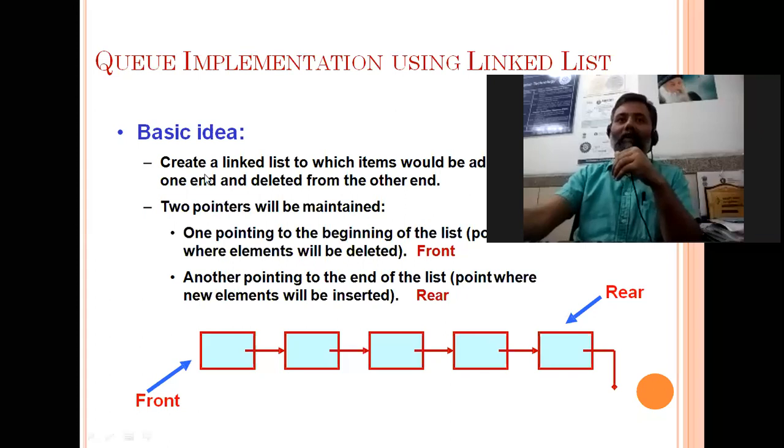Again, I am repeating, we will create a linked list to which elements would be added at one end, that is this, and deleted from the other end, that is this. And for that, we will maintain two pointers. One which points to the beginning, that is front, and another which points to the end, that is rear.